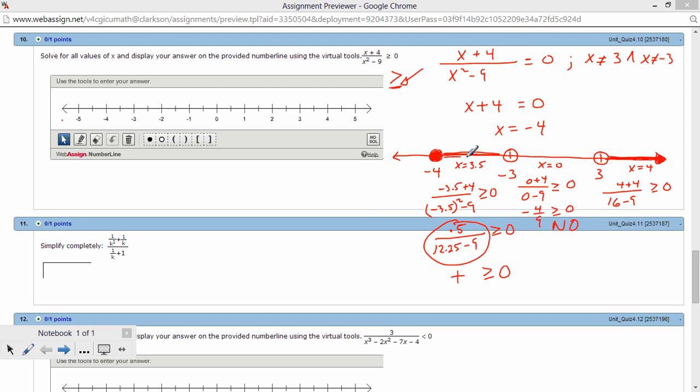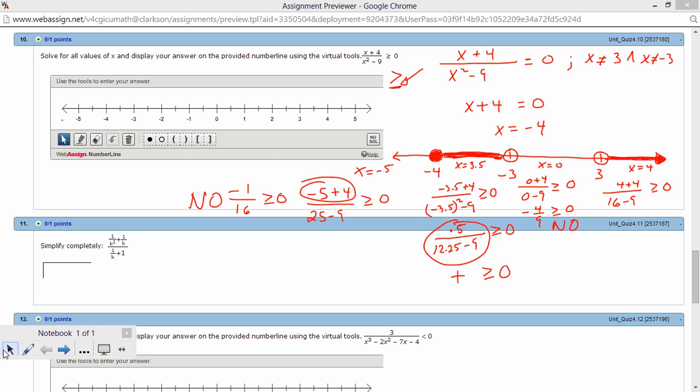Numbers from -4 to -3 work. Those are acceptable. Right? But if you get to the other side of -4, if you get to -5, then we've got -5 plus 4, right? We're looking for greater than or equal to 0. And the denominator is plainly 25 minus 9. So can you see that here we're going to have -1, and it's going to be over 16. Is that greater than or equal to 0? That's a no. So numbers down there don't work. Numbers below -4 don't work.